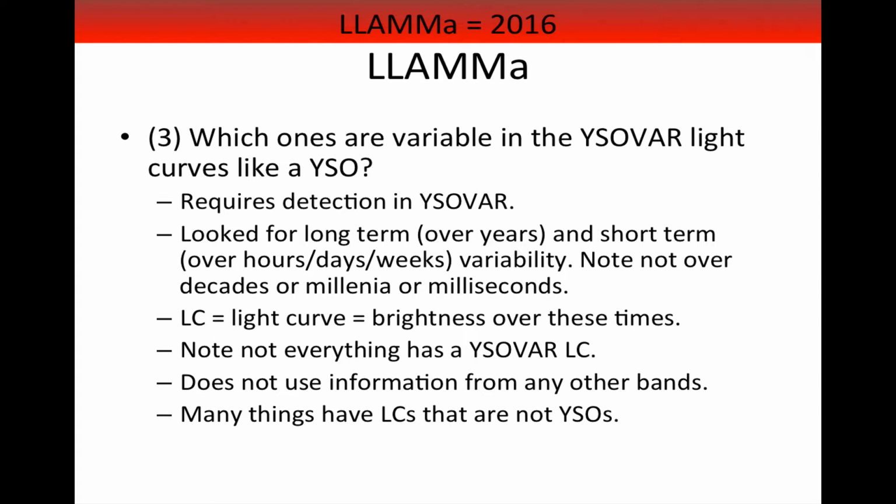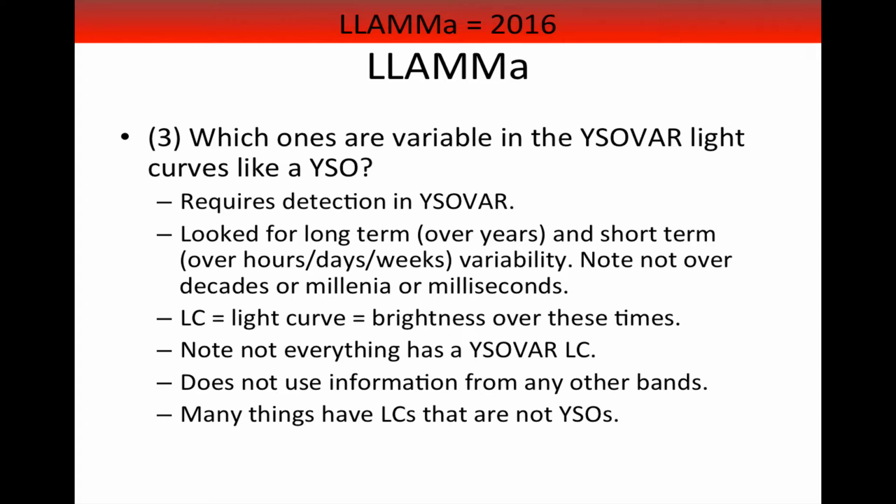Turns out quasars are also going to be variable, and sometimes older stars can be variable, but young stars are typically quite variable. So in order to identify them as variable, it means they have to be detected in those images. And we looked both for long-term variability over years and short-term variability over hours, days, or weeks. Note that this is not over hundreds or thousands or even tens of years, and it's not over milliseconds. So it's hours, days, and weeks to years.